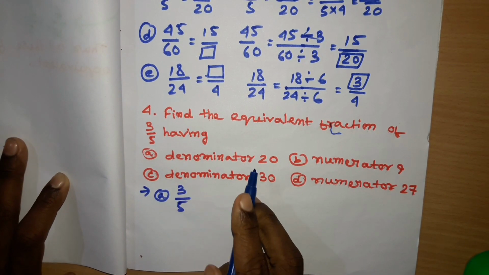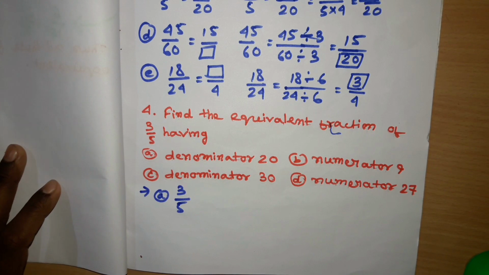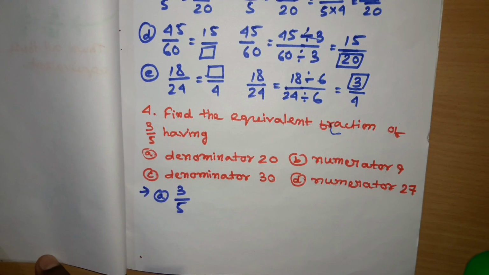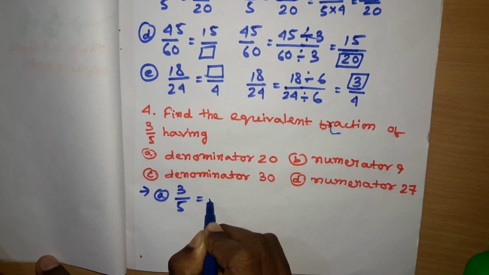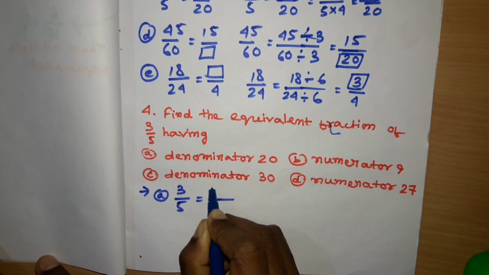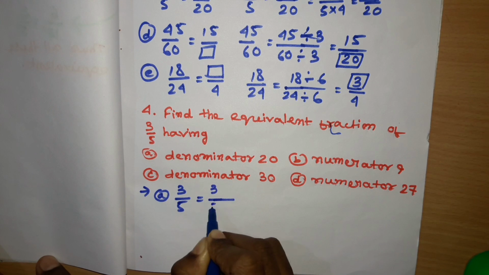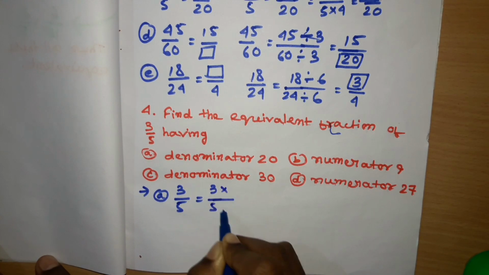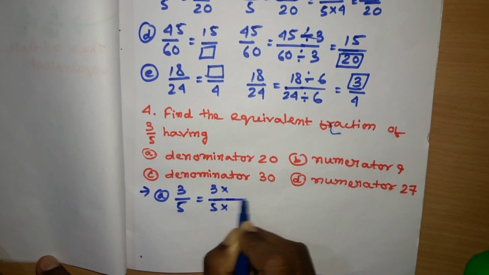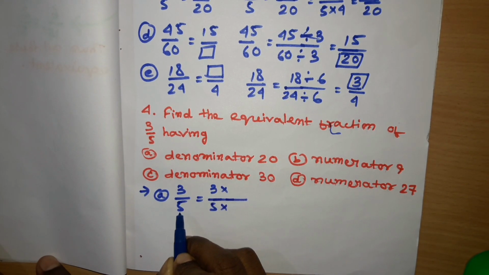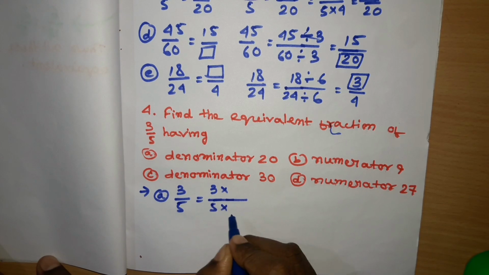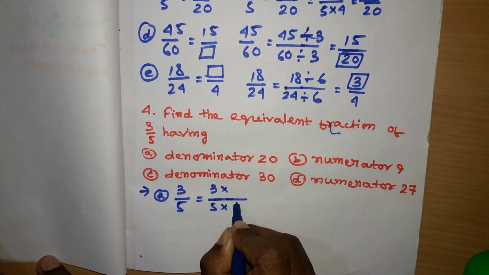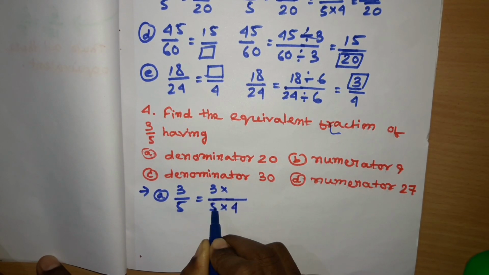What do we want? We want 20 at the denominator. To get 20 at the denominator, what do we have to do? We have to multiply both numerator and denominator by what number? If we multiply 5 by 4, what will we get? 5 4s are 20. We will get 20 at the denominator.